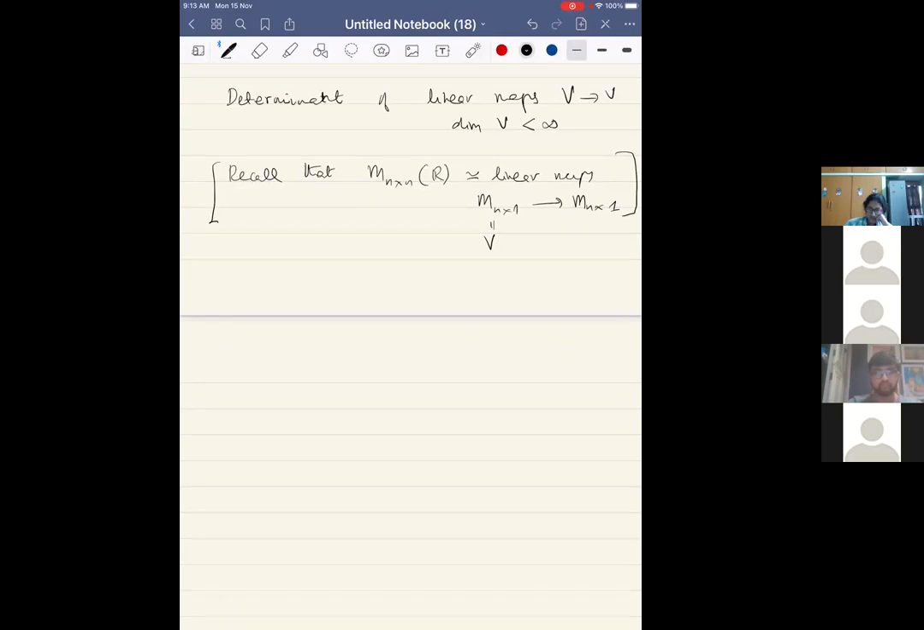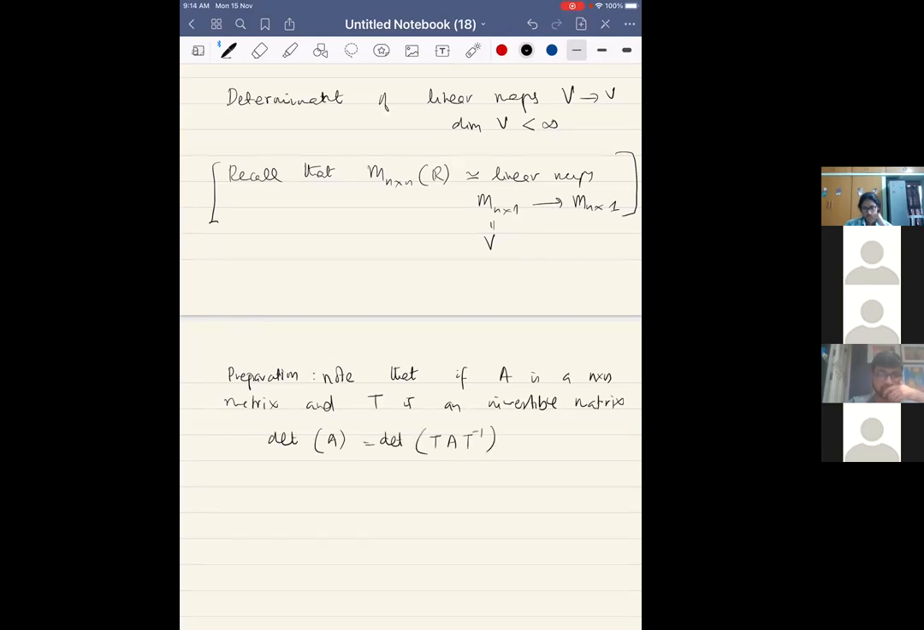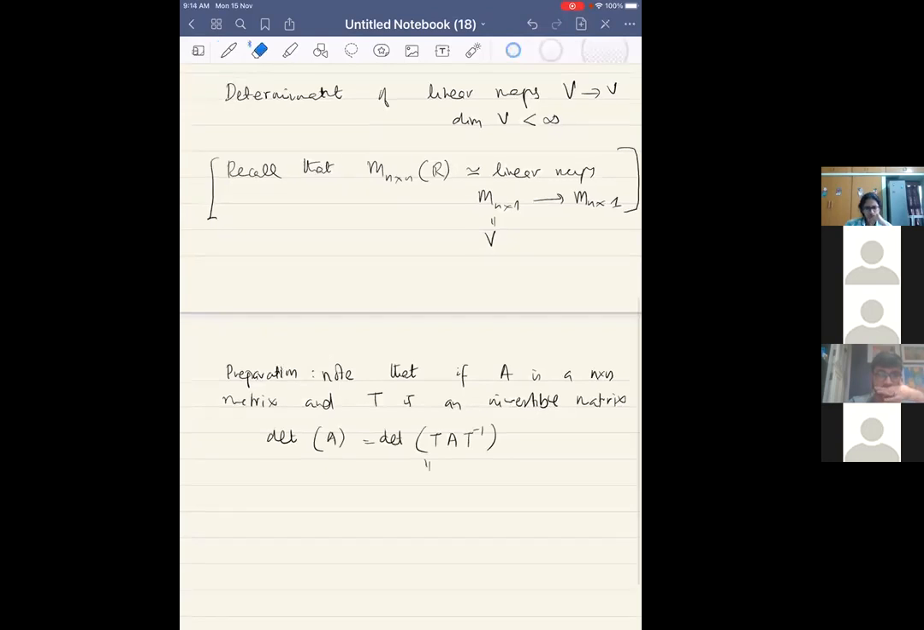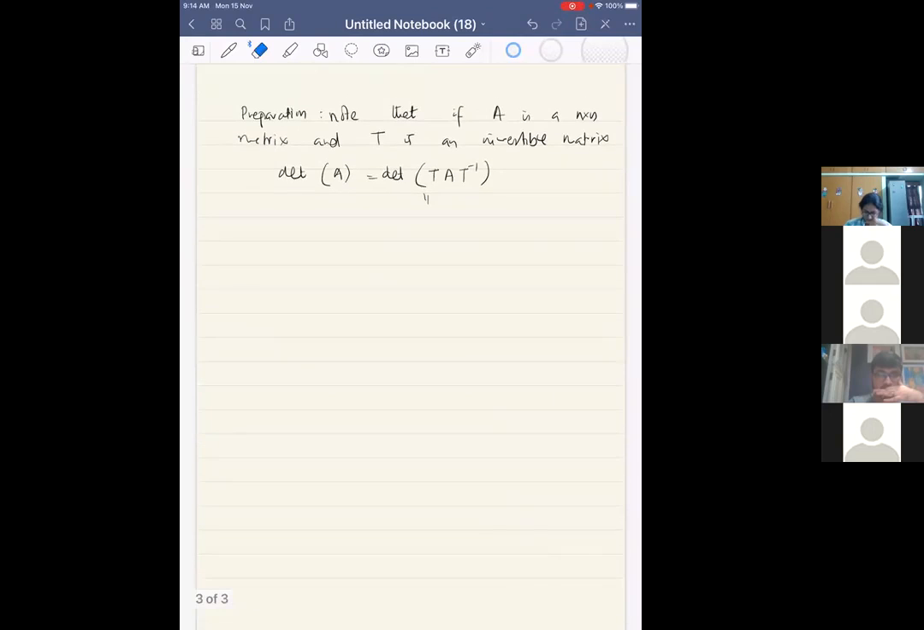I'm going to define the determinant of a linear map, but as a preparation, note that if A is an n cross n matrix and T is an invertible matrix, then det of A is equal to det of T A T inverse, because this proof is trivial.